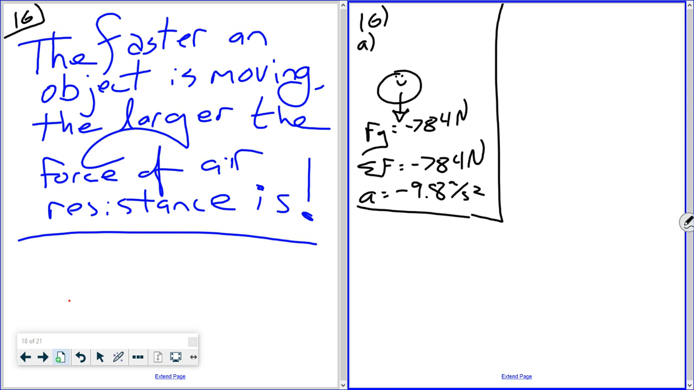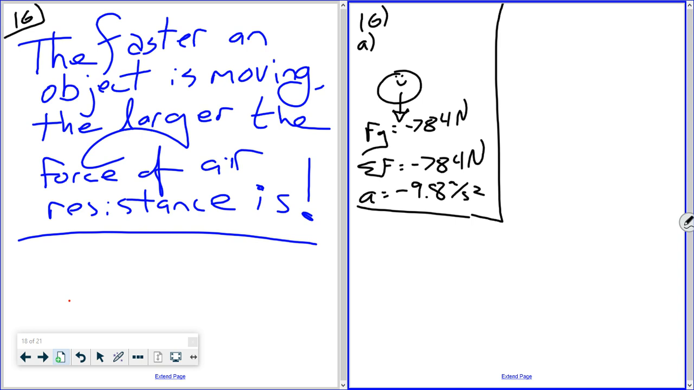All right. B. Where's my sheet? I just lost it. Oh, I set it on the stool. Here we go. B. After about 3 seconds, Roy is moving down at 27 meters a second. So that number's made up. The important thing there is he's moving with some significant velocity. He's moving kind of fast. At this instant, the force of air resistance is about 144 newtons. Find his acceleration at this point.